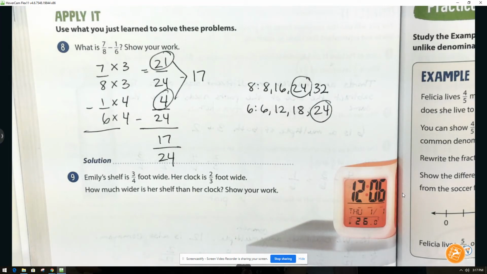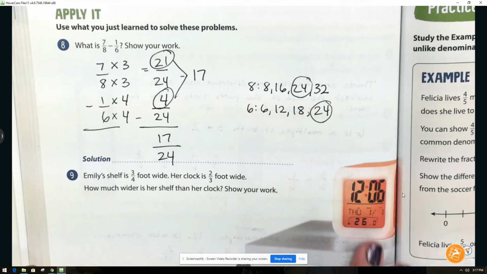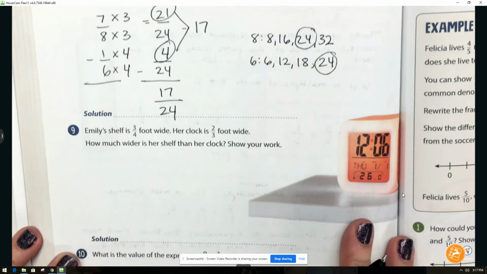Let's go ahead and go to number 9. If you want, you can go ahead and try doing number 9 on your own, and then you can come back and check and see if you got the same answer I did. If not, you can just go ahead and follow along with me. Otherwise, pause the video now.